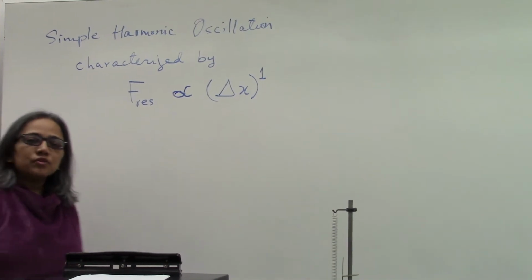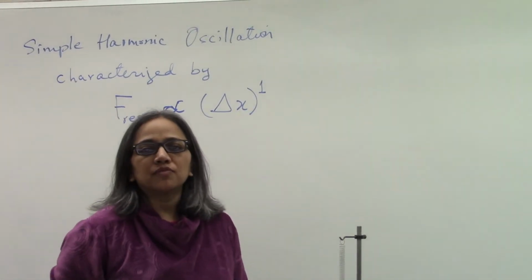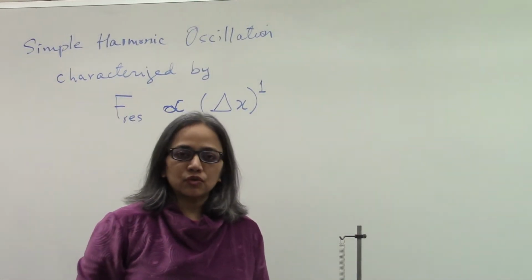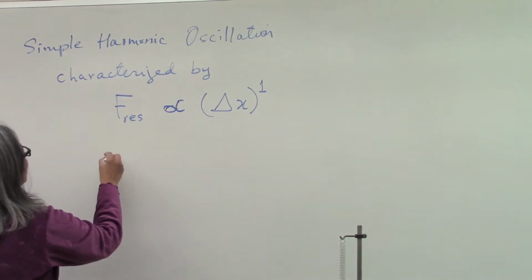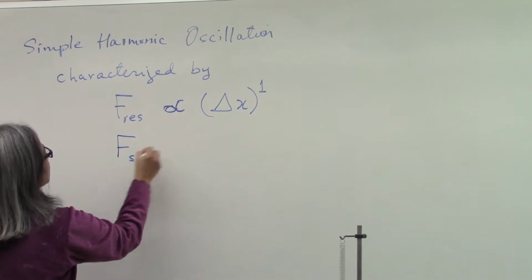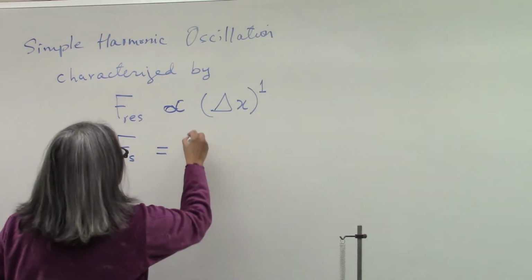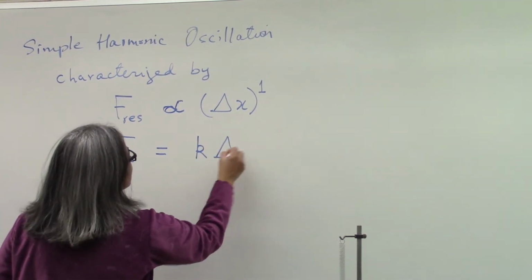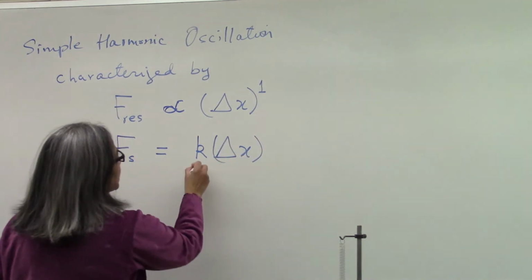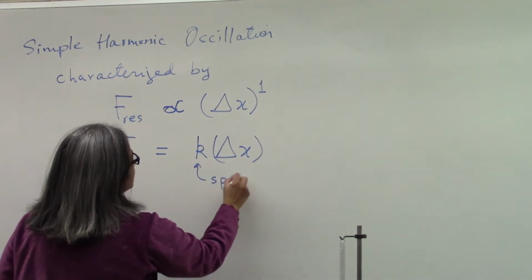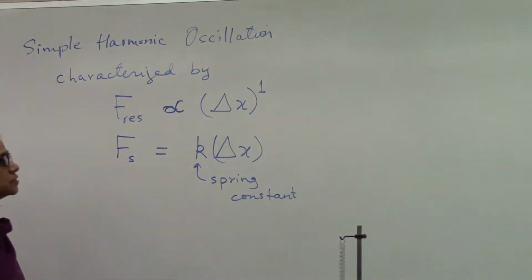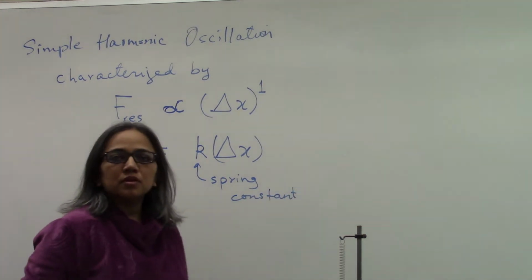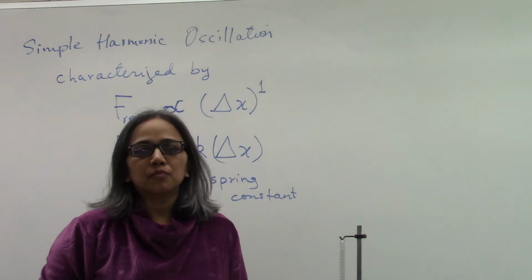Okay? We know that the mass spring system qualifies because we know that the restoring force is the spring force or the Hooke's law force. And in that case, that spring force we know is basically of this form, K delta X, where K is the spring constant. So therefore, the mass spring system is a simple harmonic system.